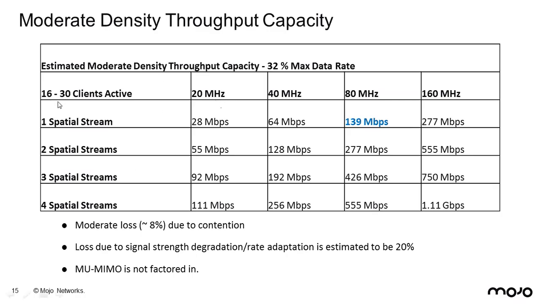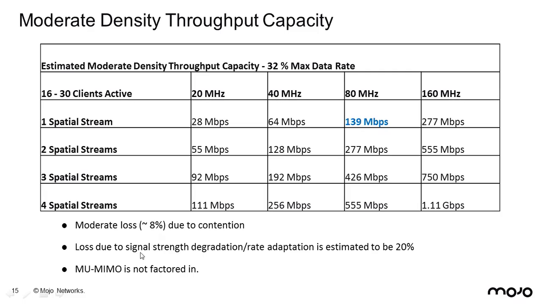Here's the next slide. When we go up to now 30 clients, we see that for a single spatial stream client, the aggregate throughput for 30 single spatial stream clients, now they're going to share that 139 megabits. And so you see we have more loss due to contention because the number of clients is greater.